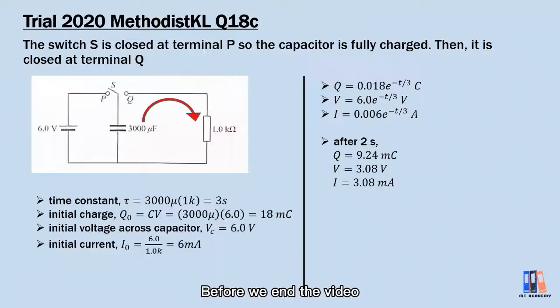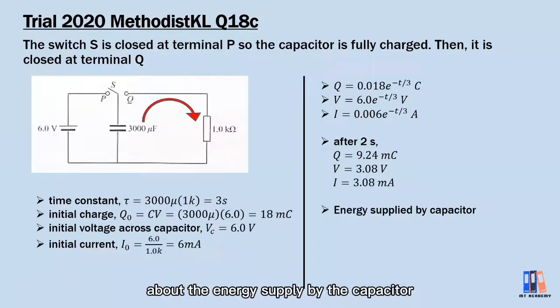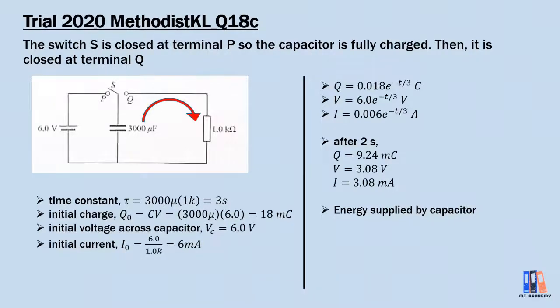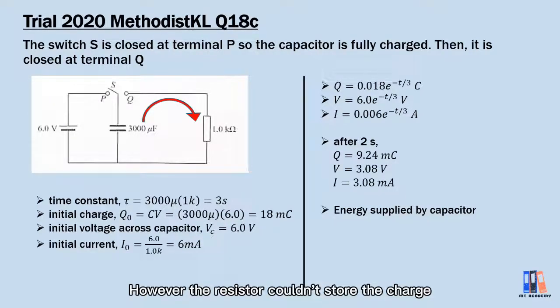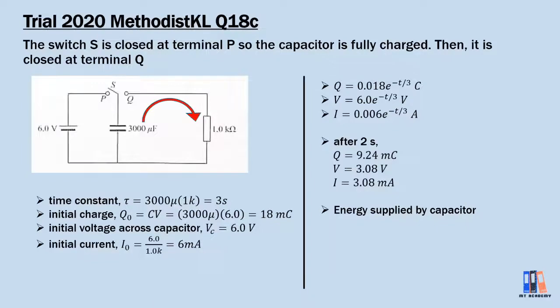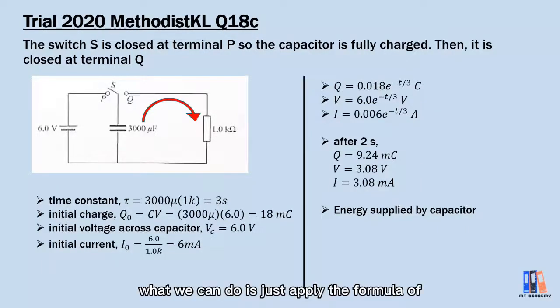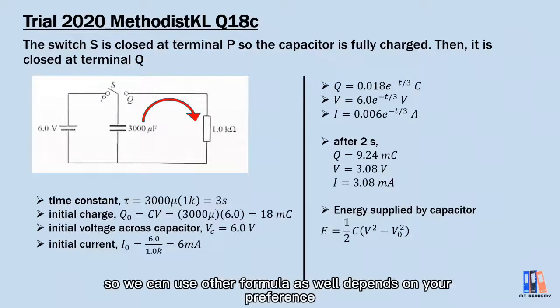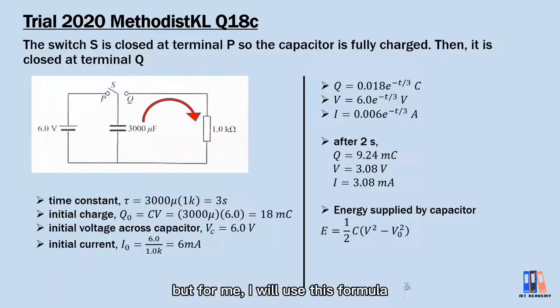Before we end the video, there's one more thing we can discuss, which is the energy supplied by the capacitor. As I have mentioned, the capacitor will supply the current to flow through the resistor. However, the resistor couldn't store the charge. So the energy supplied can also be understood as the energy lost through the resistor. To determine the energy loss, what we can do is just apply the formula E equal to half CV squared. We can use other formulas as well, depending on your preference, but for me, I would use this formula.